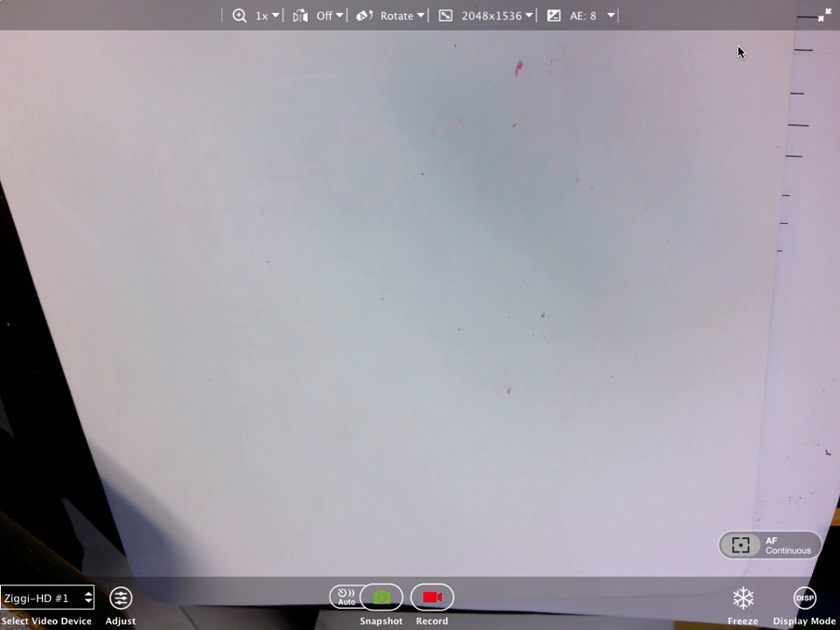So that takes us to our next piece of notes, which is the law of conservation of matter or mass.